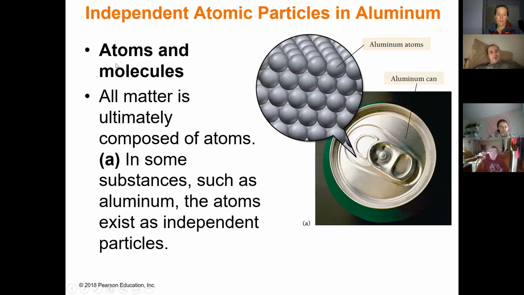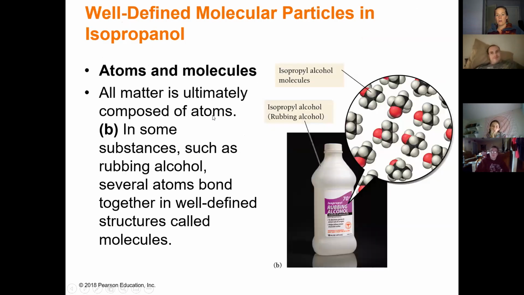So atoms and molecules are the basic unit of matter. All matter is ultimately composed of atoms. Over here, I have an aluminum can. It's composed of a bunch of aluminum atoms. The simplest form of this would be one aluminum atom. The atoms exist sort of as independent particles that are stacked together in a crystalline form.